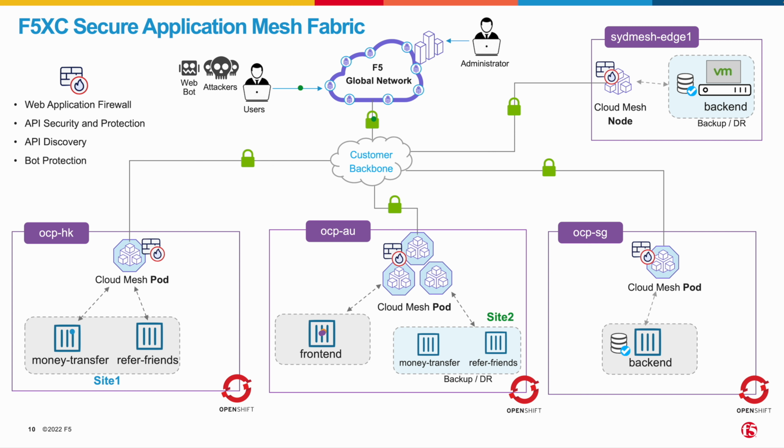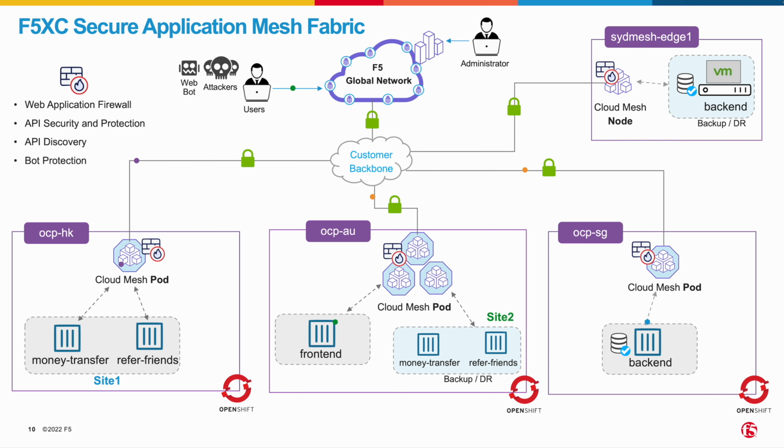This application is currently being advertised and accessible from the internet via F5 Distributed Cloud Global Backbone and protected by Web Application and API Protection services. All Cloud Mesh pods and nodes establish a secure encrypted IPsec tunnel among each other to form what we call a secure application mesh fabric.